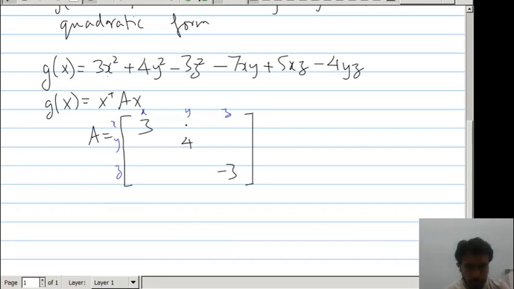Now this position corresponds to xy, so we split, and this position corresponds to yx. So we split minus 7 as minus 7 by 2 and minus 7 by 2. Similarly, this position corresponds to xz and this position corresponds to zx, so this will be 5 by 2 and 5 by 2. And this is the position corresponding to yz, so we have minus 2 and minus 2. And X is x, y and z.